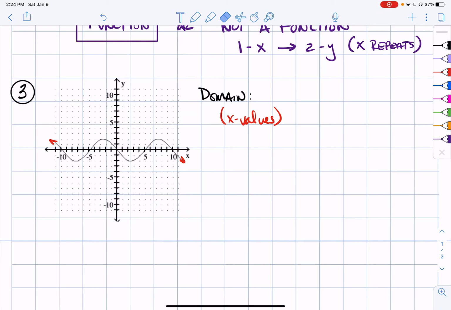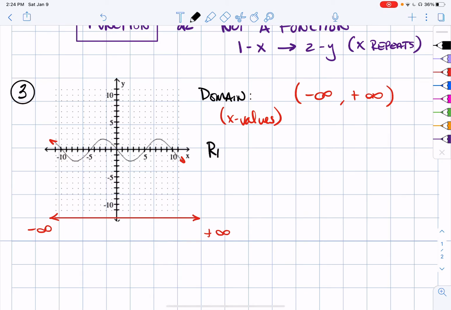So let me just erase those. What's going to happen is that this is going to just end up being something like this. Okay. So this is pointing to negative infinity, which is forever to the left, and positive infinity, which is forever to the right. So therefore, my domain is going to go from negative infinity to positive infinity. And the reason why we use parentheses is because I'm never going to actually physically touch negative infinity, nor positive infinity. That's why they're both parentheses.